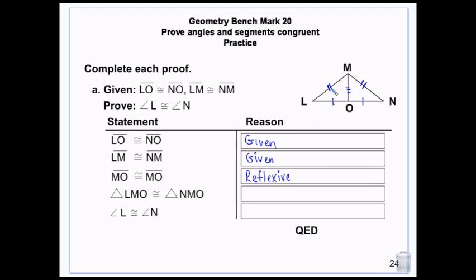And how do I know my triangles are the same? Okay, I've got 3 sides that are all marked, so that's side, side, side. And what's the last line going to always be on these? Guys. CPCTC.